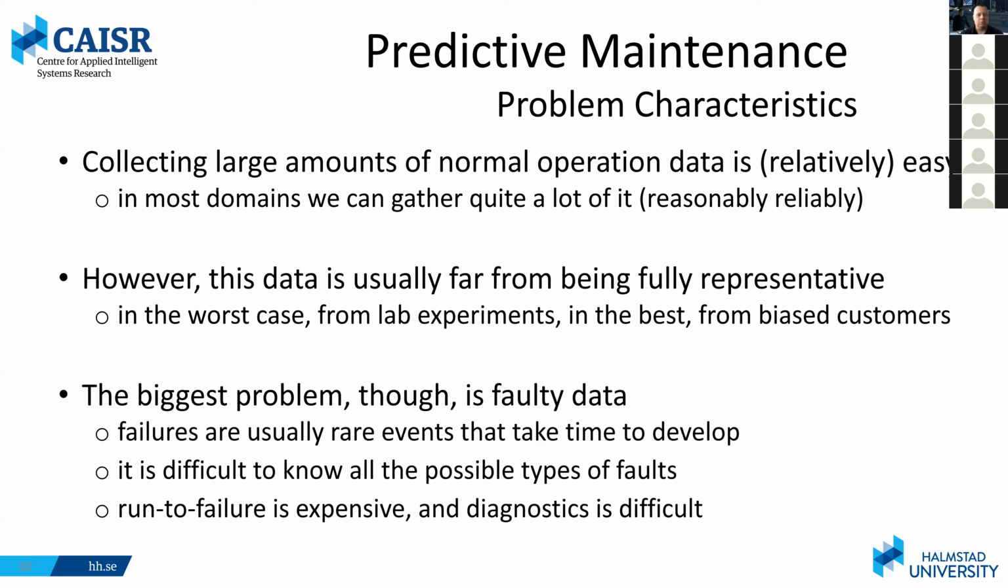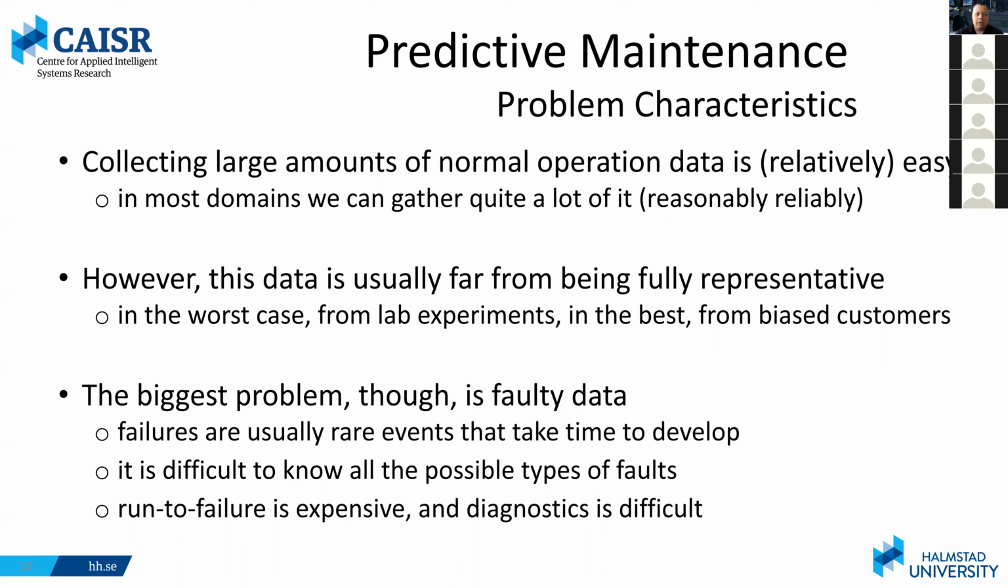We need some examples of faults, and those faults will appear after 3, 5, maybe 10 years. There is a limited amount of things we can do until we have some examples of this faulty data. So there are different ways we can work around it, of course, but that is part of what makes it interesting. In general, you don't know all the possible faults. You don't know all the different ways in which the equipment can break.